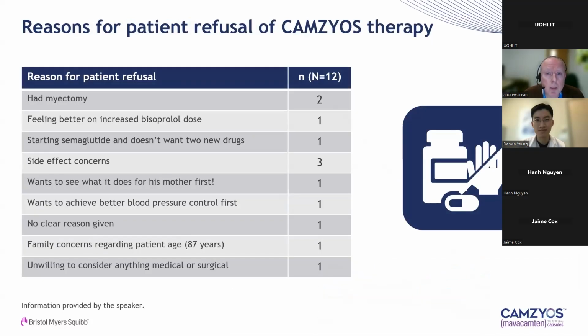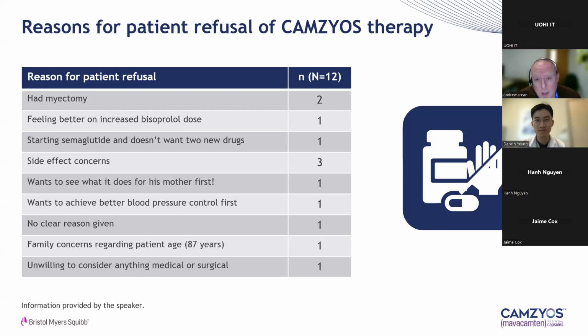So I said I would talk about patients who didn't want mavacamten, and there were a few different reasons. In some cases, they'd already gone ahead and had a myectomy and obviously felt much better. Some people felt better just on an increased dose of beta blocker. Then we had a few people who had concerns about potential side effects, given that it was a new drug, although the side effect profile is actually very favorable.